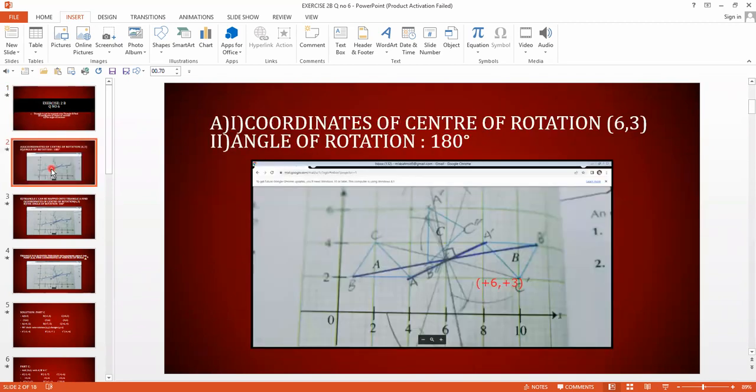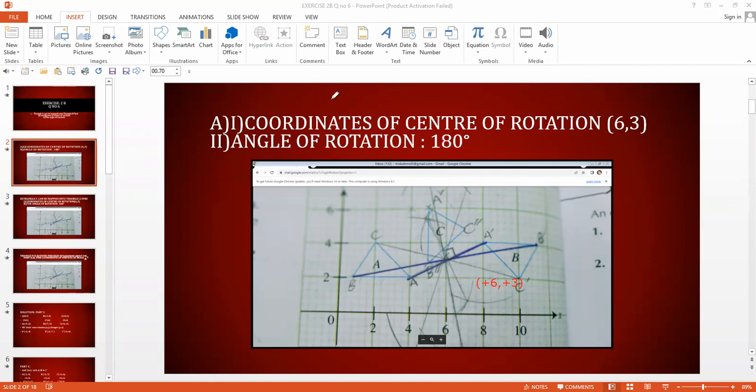So for angle of rotation, look here. For angle of rotation, just give me few seconds. Look here, this one. Suppose if you have to take this line A to A prime, this one is angle of rotation and this is of 180 degree. Suppose if you have to take this line B to B dash, again angle of rotation is of 180 degree. Clear to all? Okay.